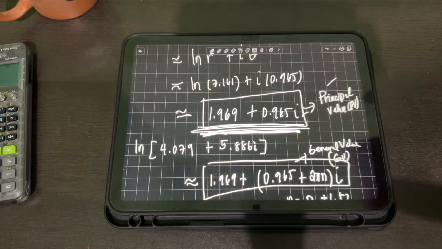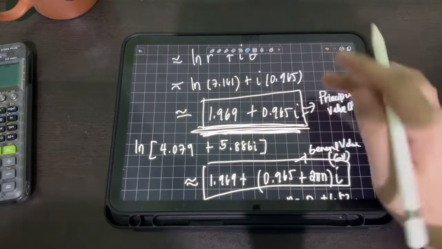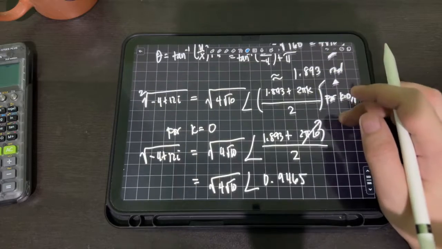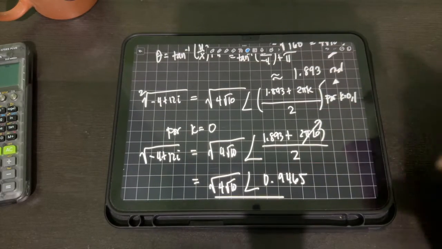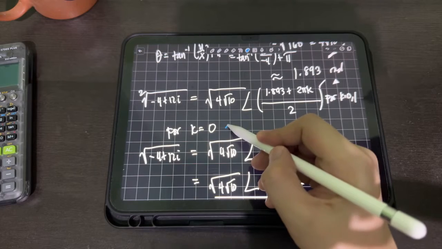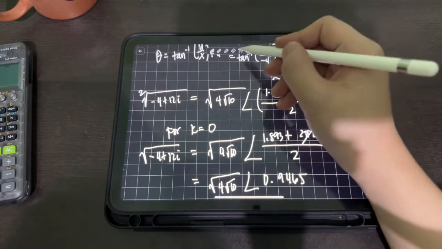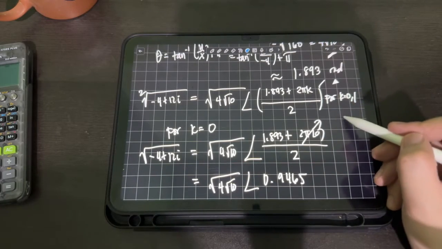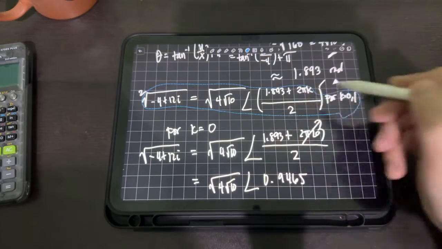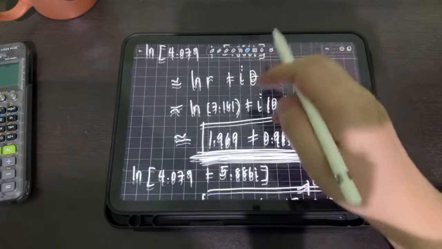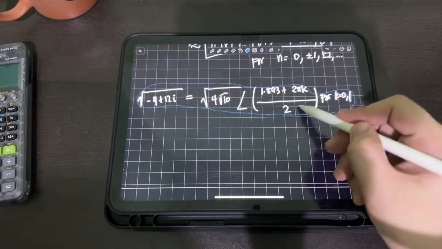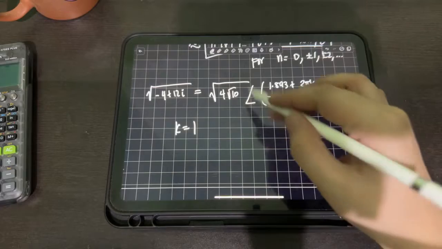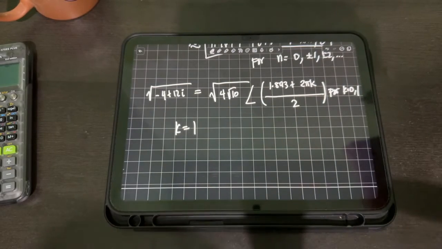Okay, and then we're not yet done because, like what I've said, since we involve a square root in the formula, we require two values for that square root. The one that we got was when k is 0, so we must also find the value of the square root when we set k equal to 1. So we can basically copy the same formula, but now, instead of setting k equal to 0, we set k equal to 1. Okay? For the second square root of negative 4 plus 12i.